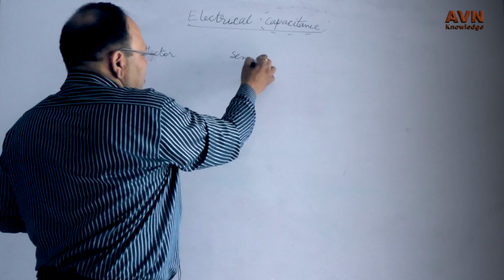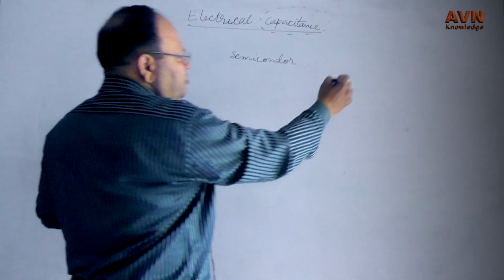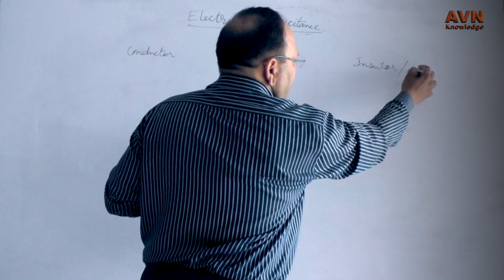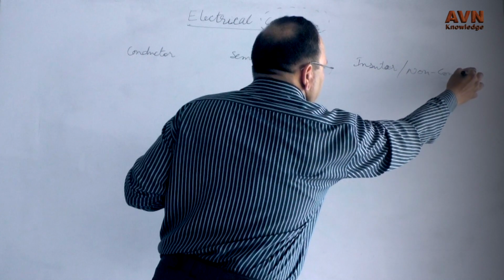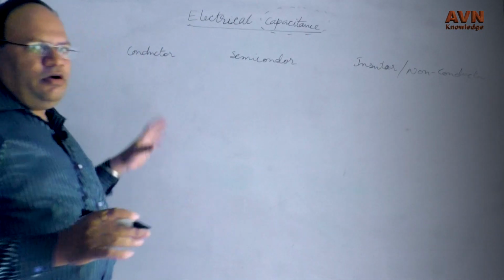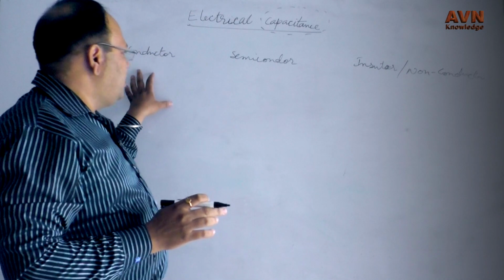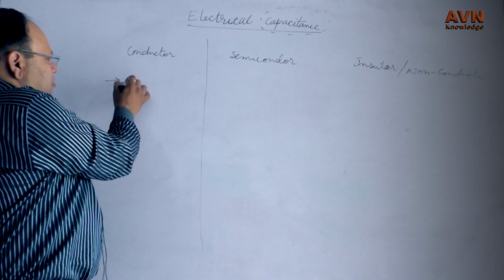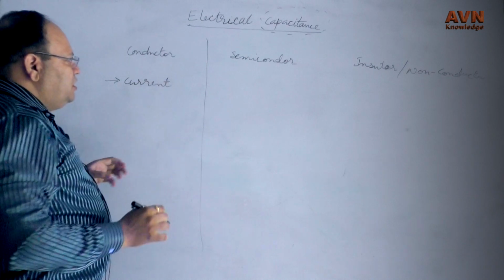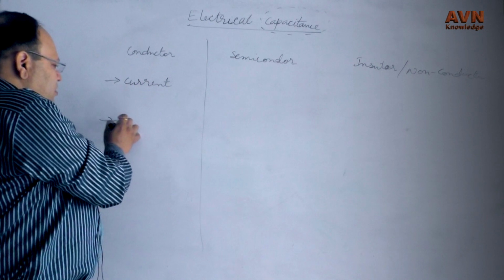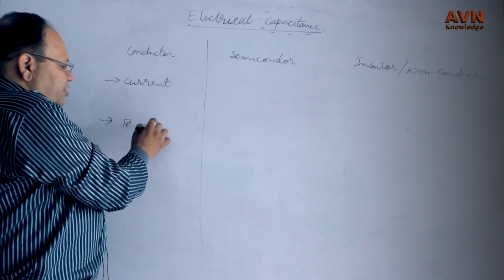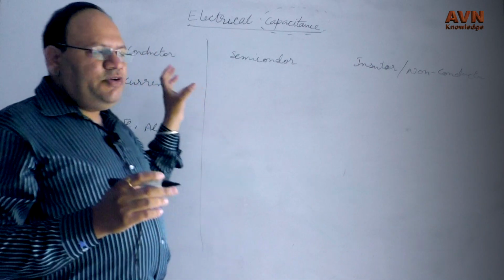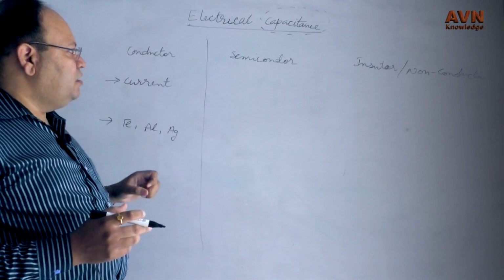semiconductor and insulator. Insulator, or you can say non-conductor. So we all know about the conductor. What is a conductor? A material in which the current flows is called a conductor. For example, ferrous, iron, aluminium, silver, etc. These metals conduct because they have free electrons in the outermost orbital.